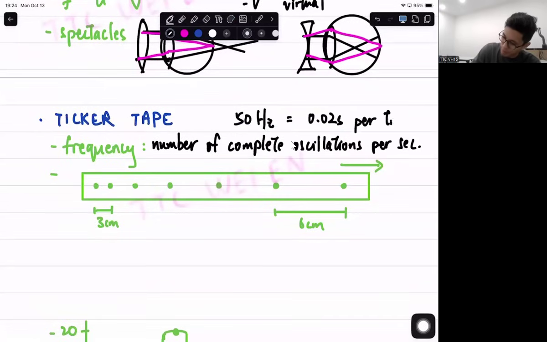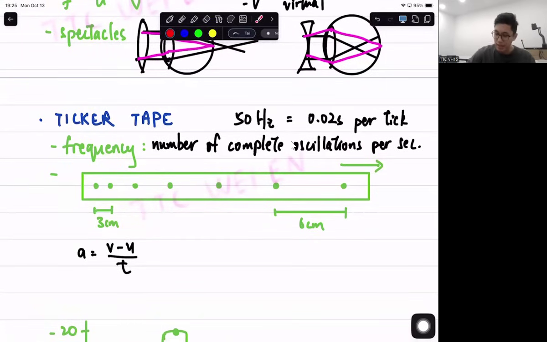0.02 seconds per tick. And just to remind you, one tick is this. Jump one time is one tick. Don't count the dots. This is 2 dots, but this is only one tick. Okay? Right? 0.02 seconds, one tick. Okay? Now, if I want to find the acceleration, I will have to use my formula A equals to V minus U over T. Okay?